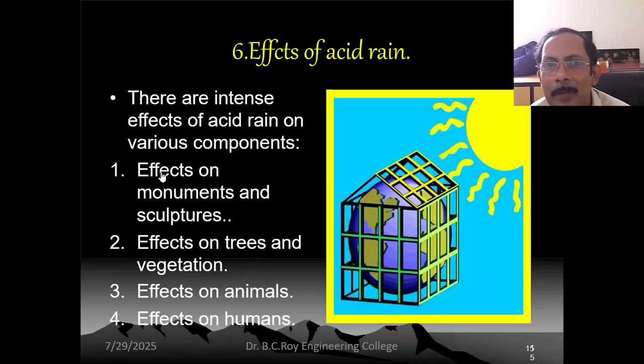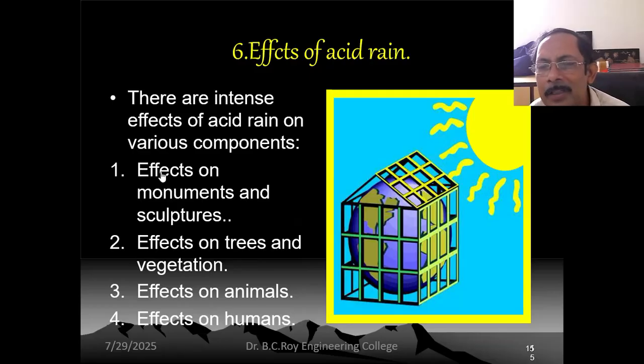Now coming to the effects of acid rain, there are intense effects of acid rain. Monuments and sculptures are getting damaged because most of the sculptures are made of calcium carbonate, that is marble stone, and in the presence of acid the softness of the structure slowly gets damaged and it becomes dull. The structure becomes dull and then finally peeling off occurs.